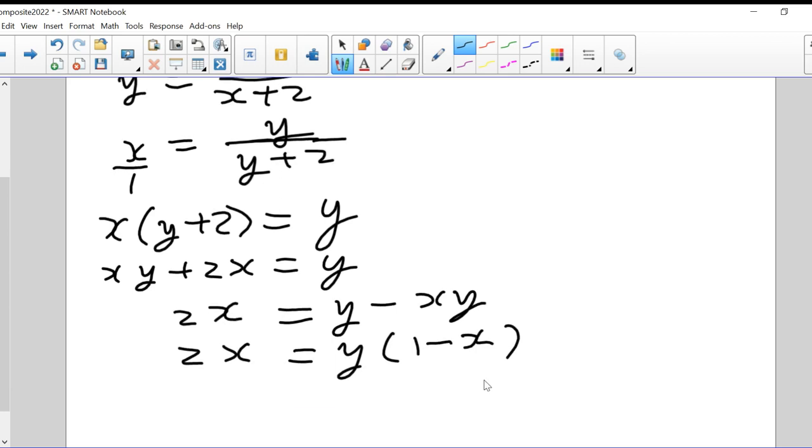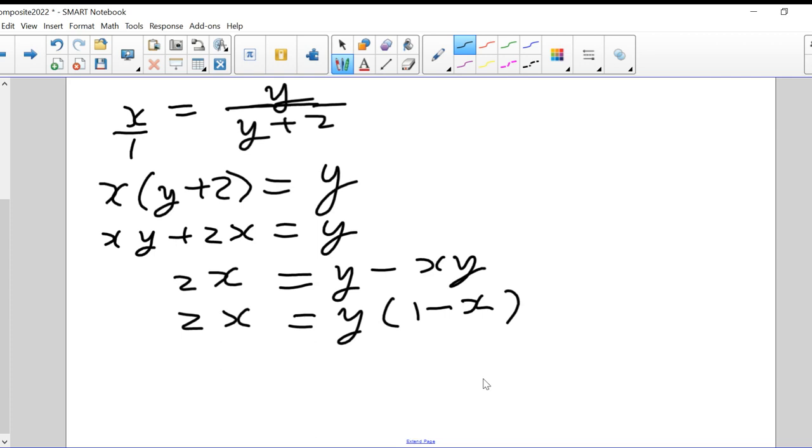I'm hoping that next step is now obvious as to how to get the y on its own. Thank you, Liz. How do I get that y on its own now? There's only one last step left. Divide both sides by 1 minus x. Well done. So y is equal to 2x divided by 1 minus x. That's actually your inverse function.